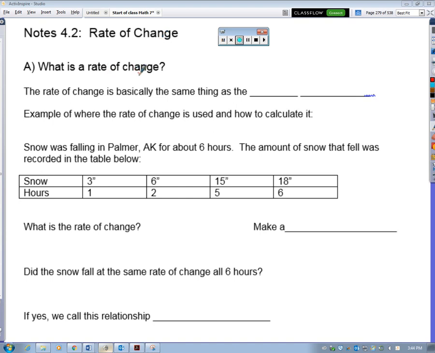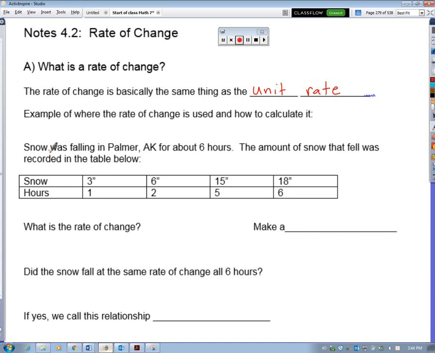Well, I have some good news for you. The rate of change is basically the same thing as the unit rate. Alright, that's all it is. We already figured out how to calculate the unit rate before, and so we're just going to do the same thing in a different format. We have some tables down here. So let's take a look at our first example.